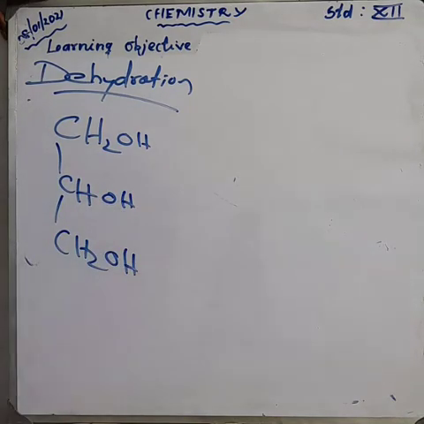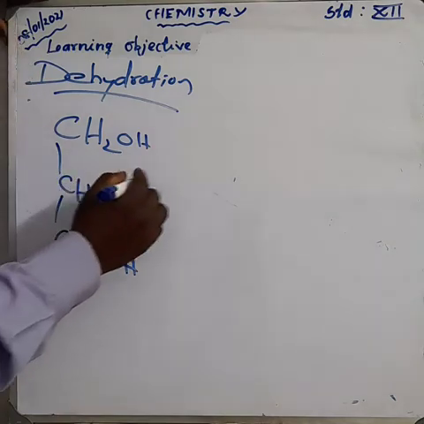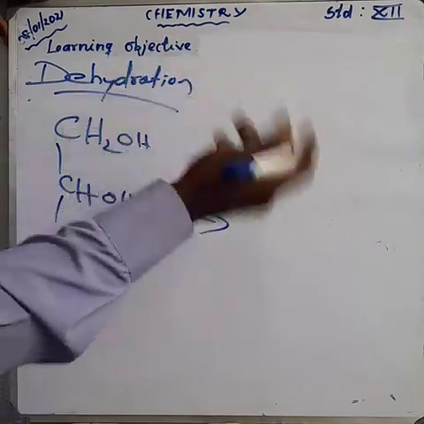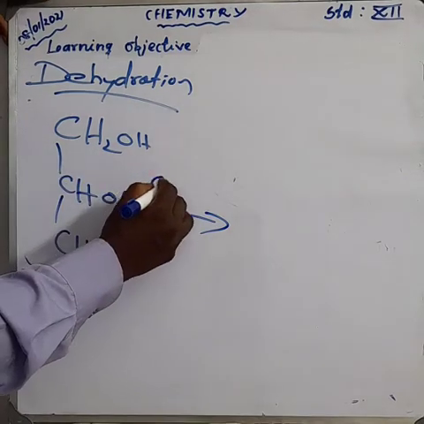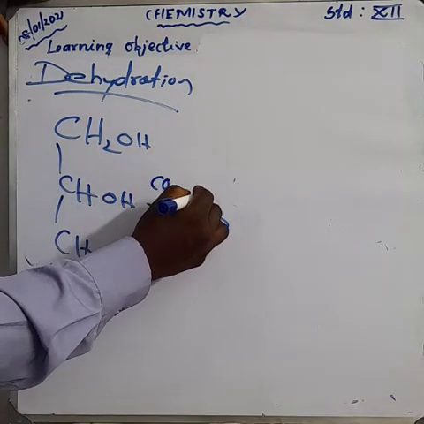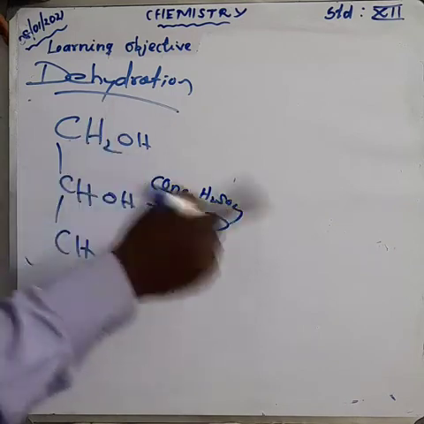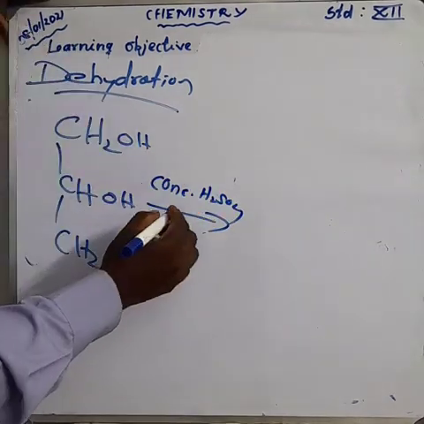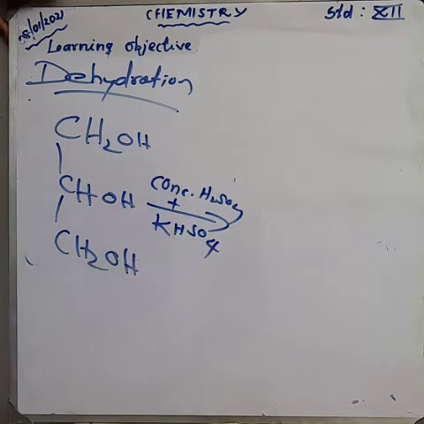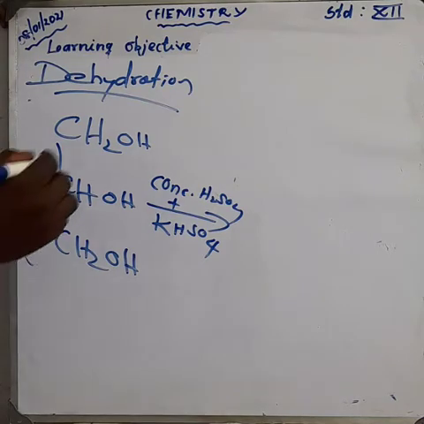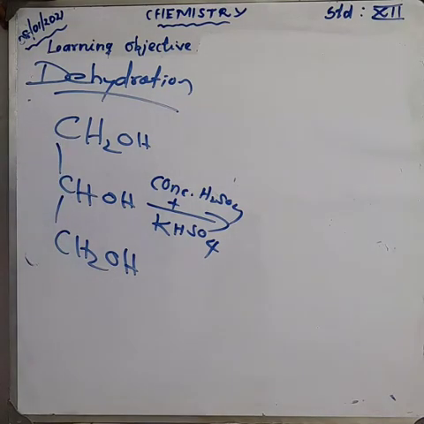CH2OH. Okay, glycerol. This undergoes reaction with a dehydrating agent, that is concentrated sulfuric acid, and also one more, potassium bisulfate. Don't forget KHSO4, potassium bisulfate. Here, a dehydration reaction takes place.